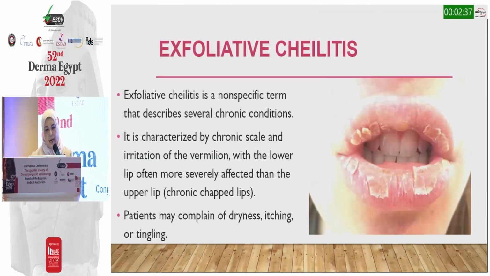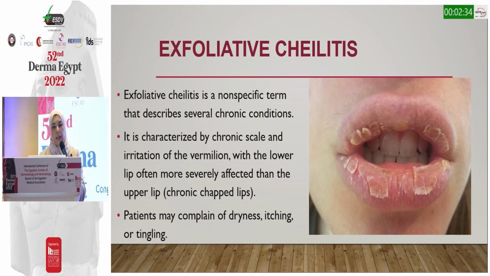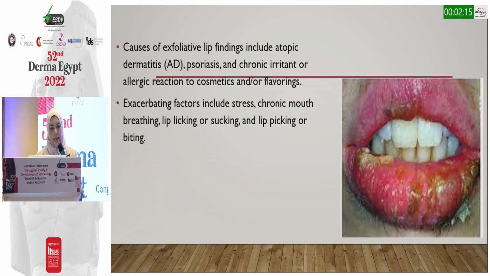Inflammatory dermatoses of the lips are so many. The first one is exfoliative cheilitis, which is a nonspecific term that describes several chronic conditions. It is characterized by chronic scale and irritation of the vermilion, with the lower lip often more severely affected than the upper lip. Patients may complain of dryness, itching, or tingling. Causes of exfoliative lip findings include atopic dermatitis, psoriasis, and chronic irritant or allergic reactions to cosmetics and or flavonoids. Exacerbating factors include ممكن اخد دقيقتين كمان.